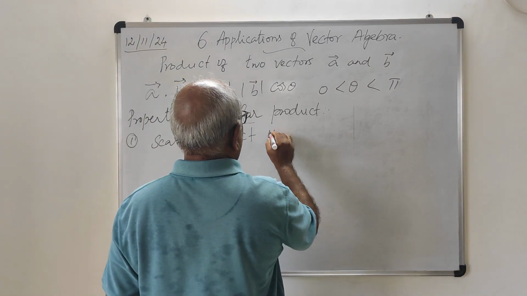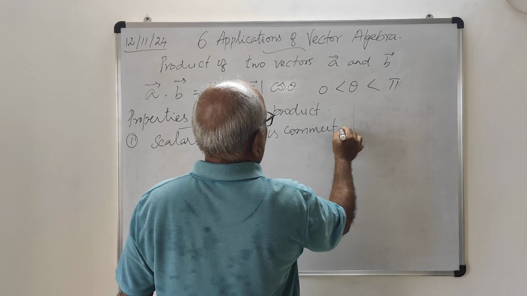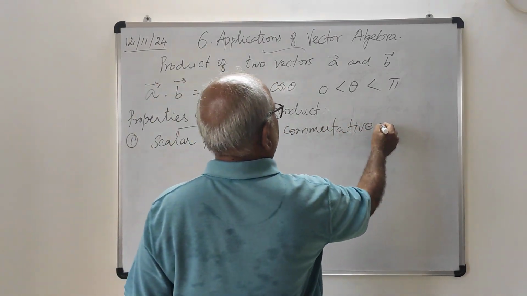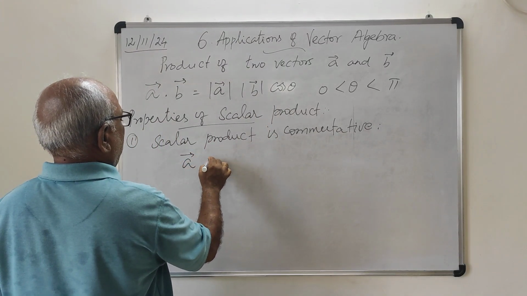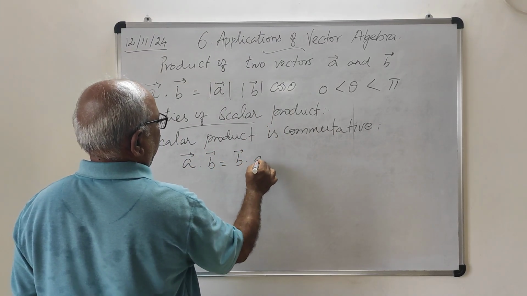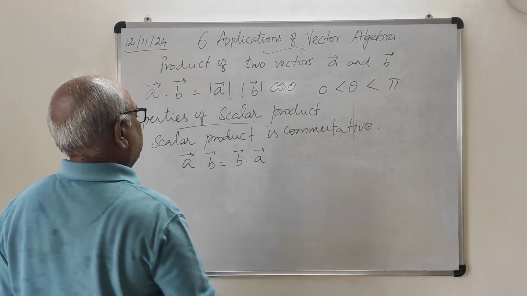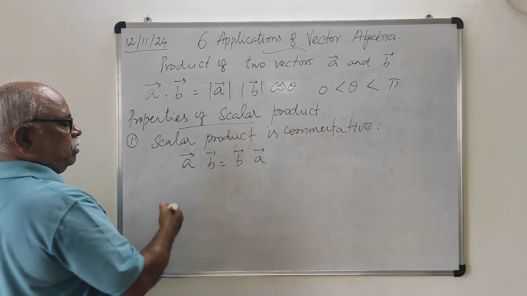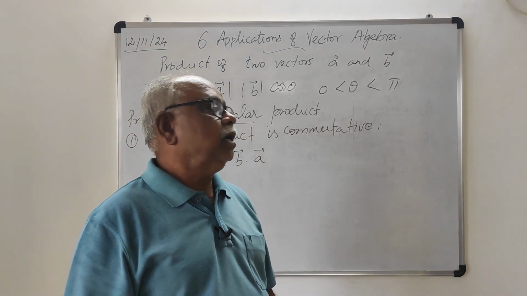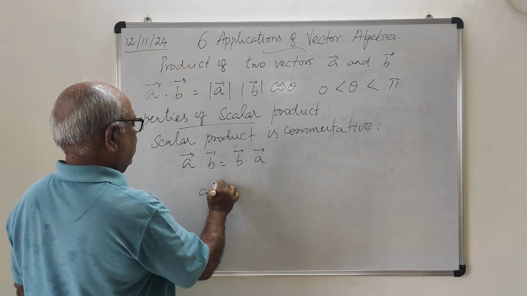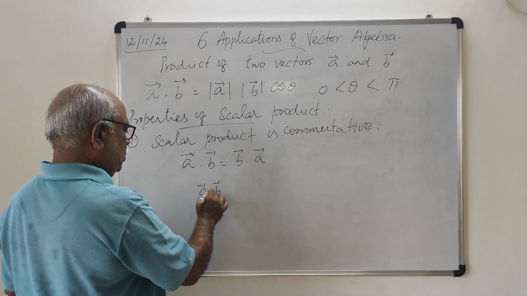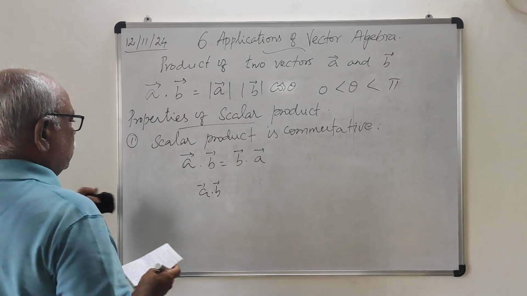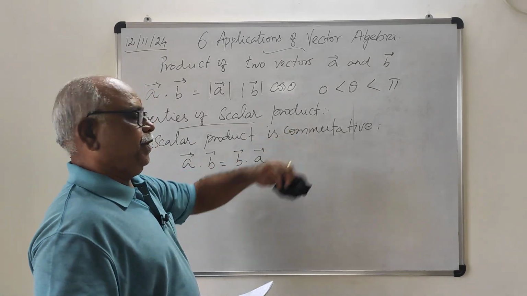Scalar product is commutative. That means A vector dot B vector is equal to B vector dot A vector. See, when defining the dot product, you must put the dot. Without the dot, it is meaningless. If you just write AB, it will not imply the dot product of A and B. Only if you put the dot is it a dot product or scalar product. Okay, so the first property is that the dot product is commutative.